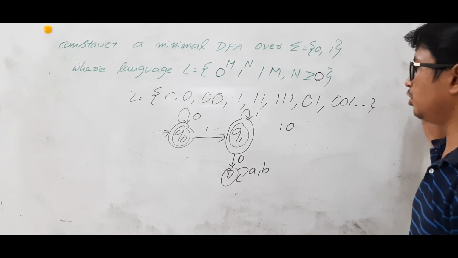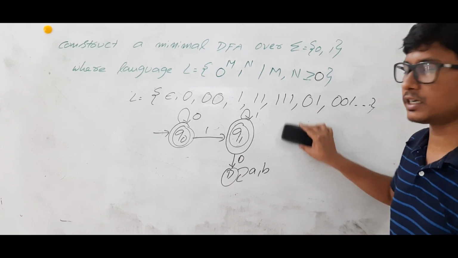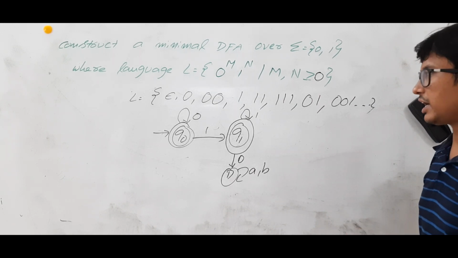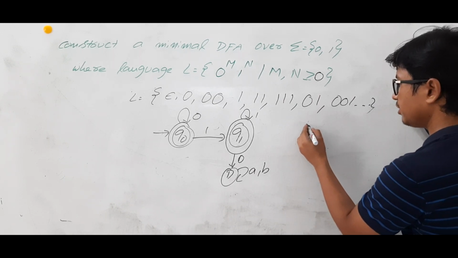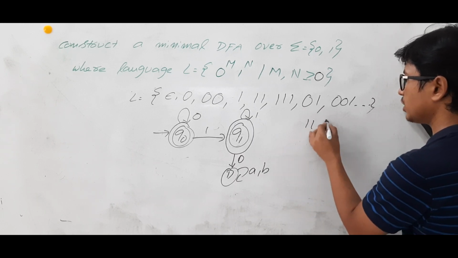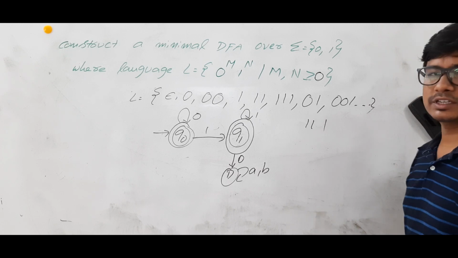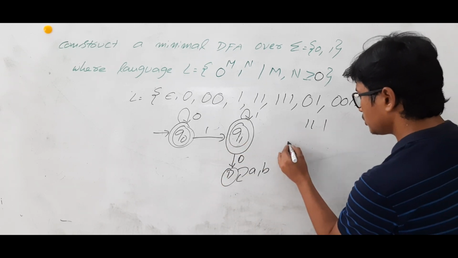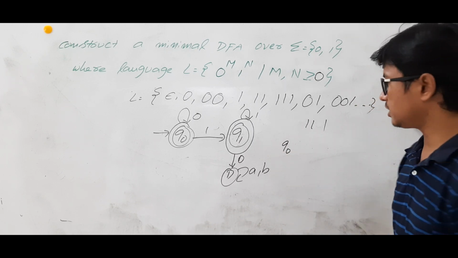Okay, so I hope you have understood how I constructed the DFA for this language. Now we will check whether it is correct or not. How can I verify? I will take a string which belongs to language L. Let me take it as 111, which belongs to language L. So my DFA should accept it. So I will take the initial state Q0.